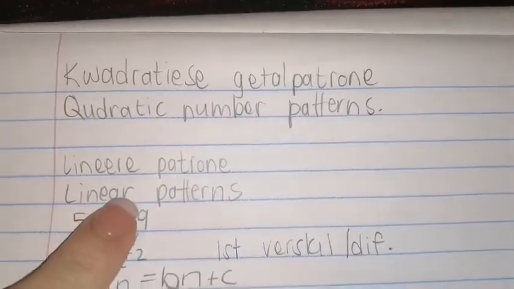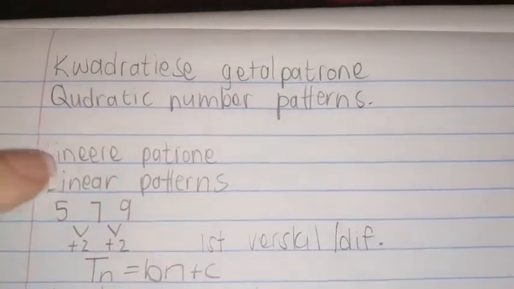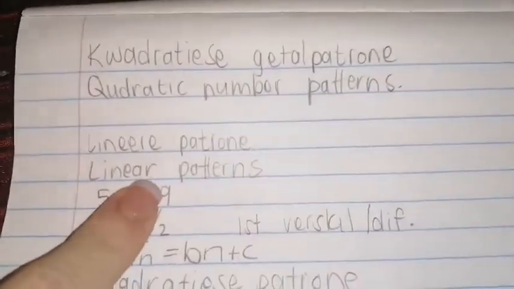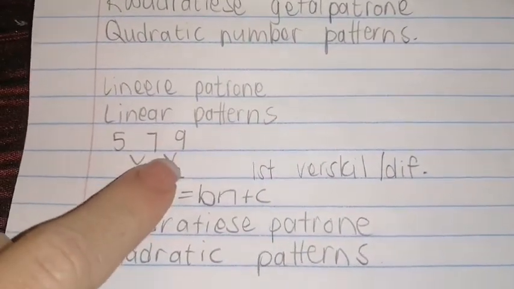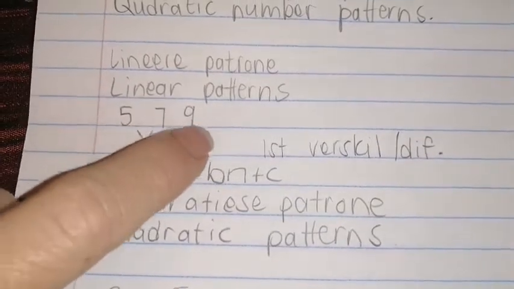Good morning, grade 11s. I want us to start with quadratic number patterns today. So first let's quickly look again at the linear patterns which you had for homework. A linear pattern is like this pattern, 5, 7, 9.